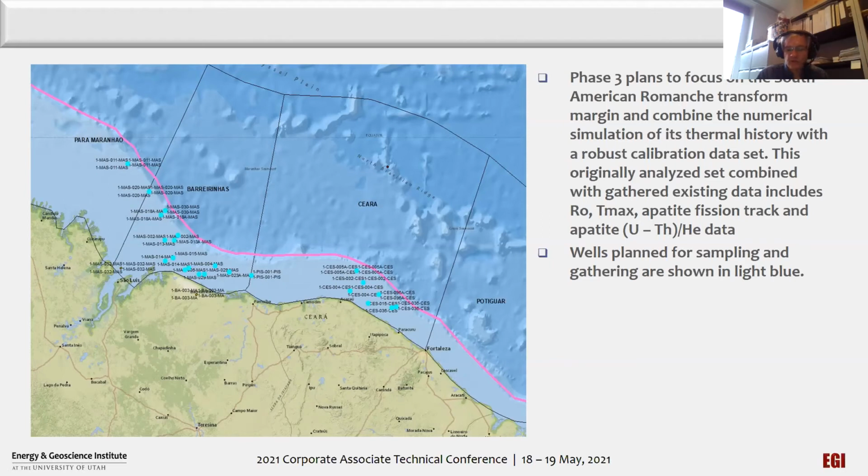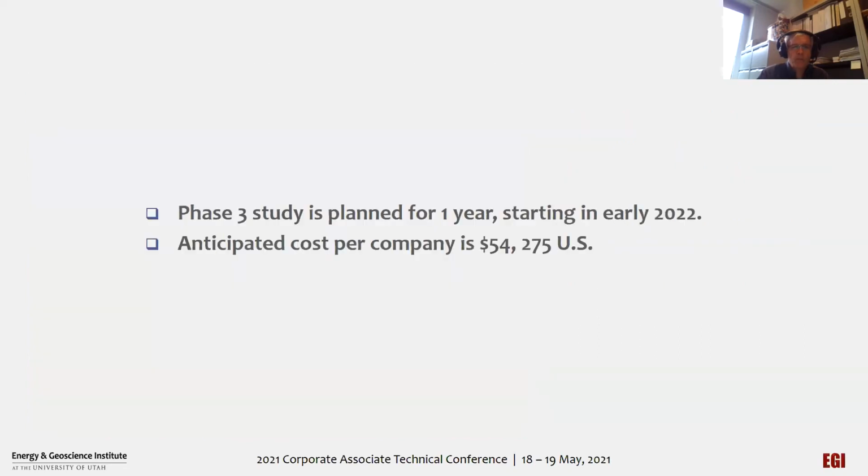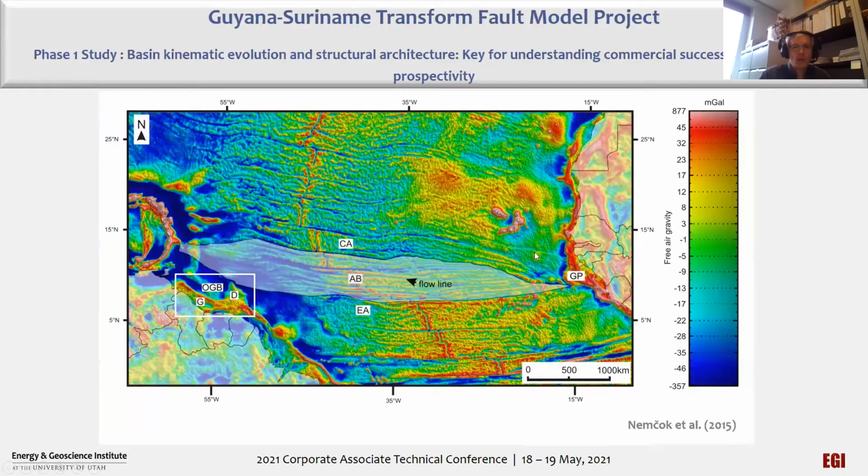On top of being able to do original analytical work on apatites, we either gather already existing data from reports on vitrinite reflectance, Tmax, maybe illite crystallinity, if they have it, to have another set of constraints for thermal modeling. This phase study is planned for 1 year, starting early next year, and the anticipated cost per company is this.